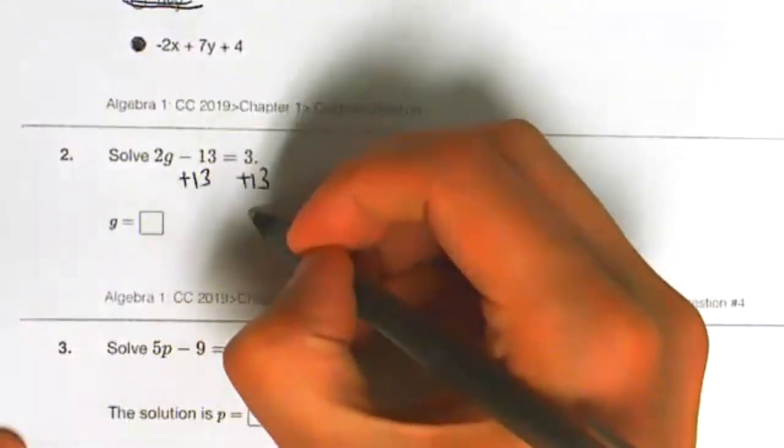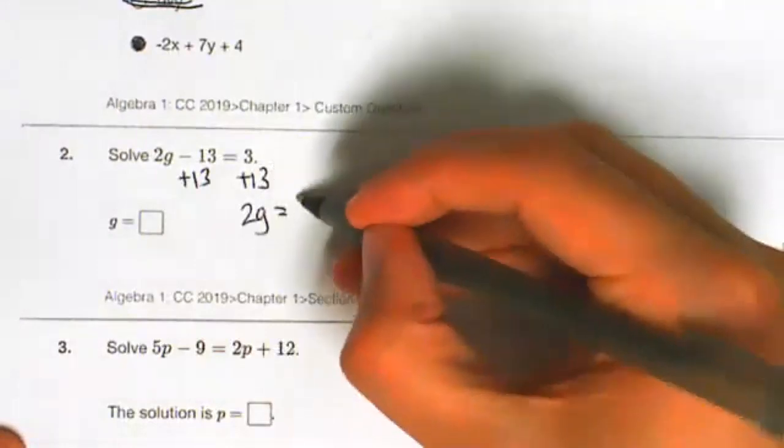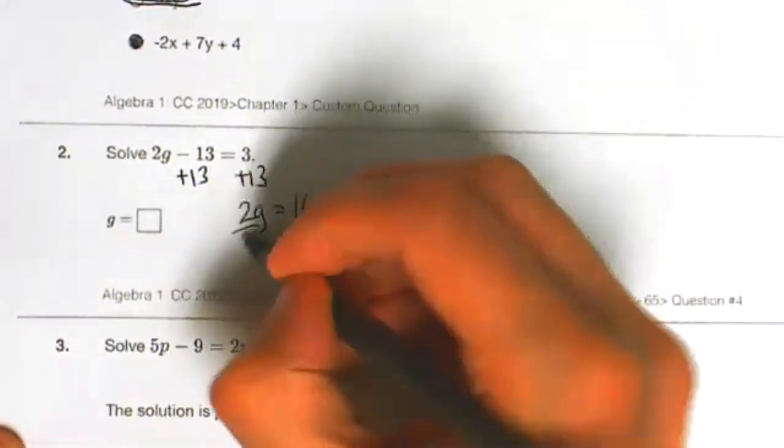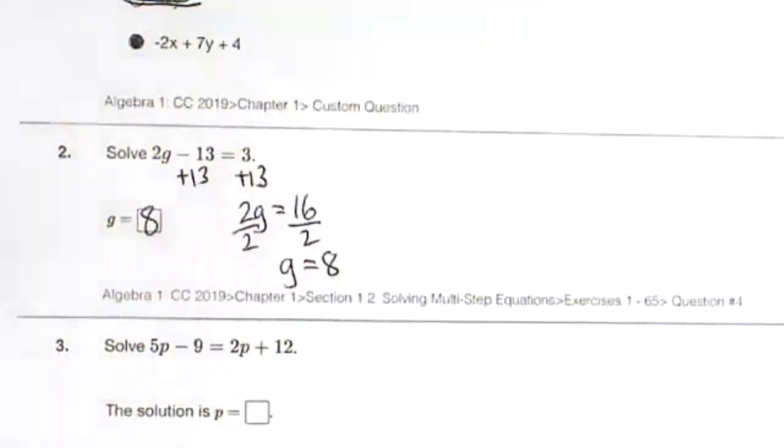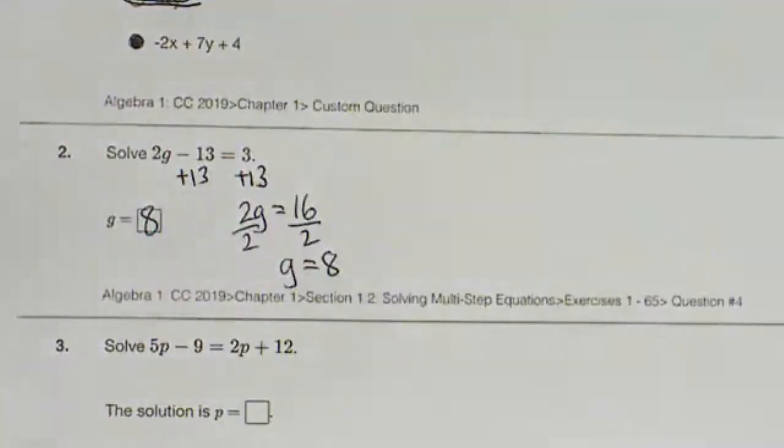Since negative 13 plus 13 is 0, we're just left with 2g is equal to 3 plus 13, meaning 16. Then we divide by 2, and we end up with g is equal to 8. So there's our solution, g equals 8. 2 quick steps and we're done. Now, moving on to question 3.